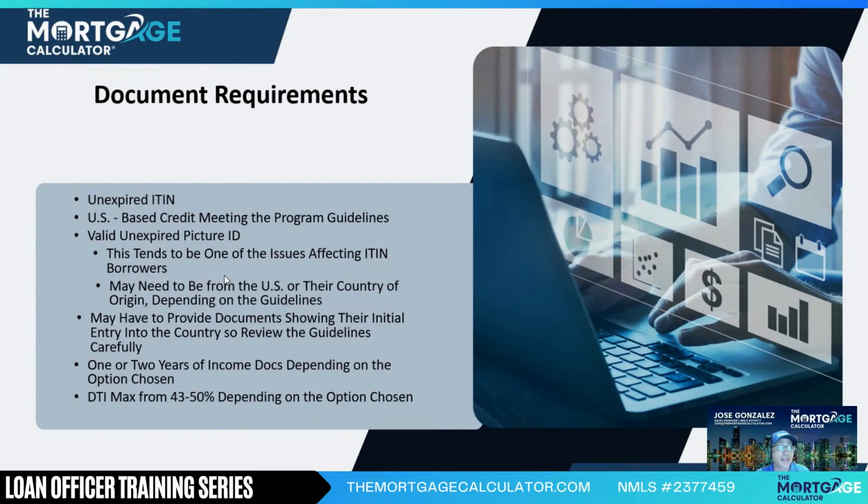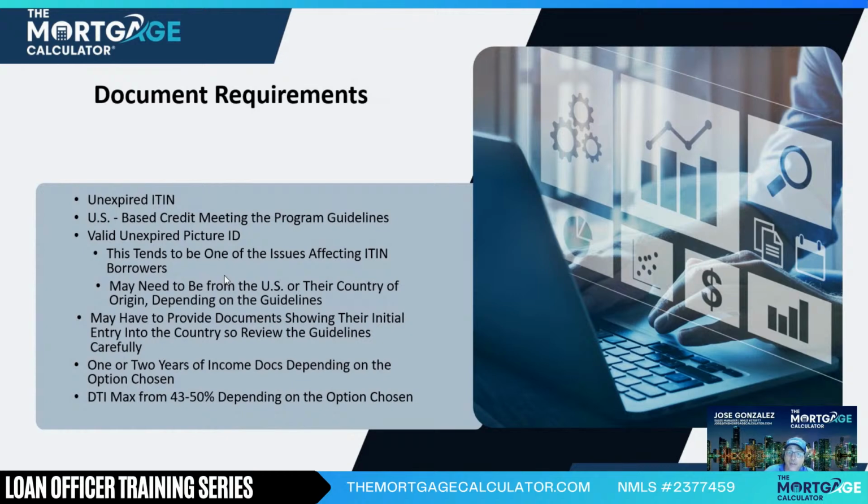DTI max is going to vary between 43 and 50% depending on the option chosen, because as we know, all guidelines are different in the non-QM world. That's actually the beautiful thing, because just imagine if in non-QM all guidelines were the same, homogeneous, and then what would be your reason for going from one option to the other, right?